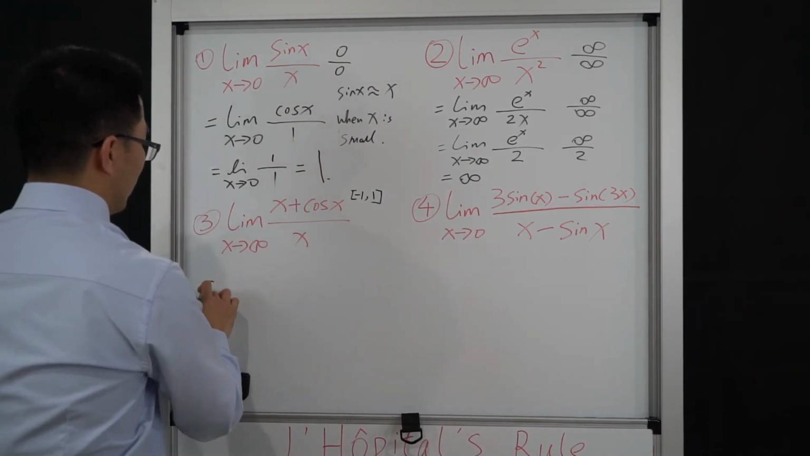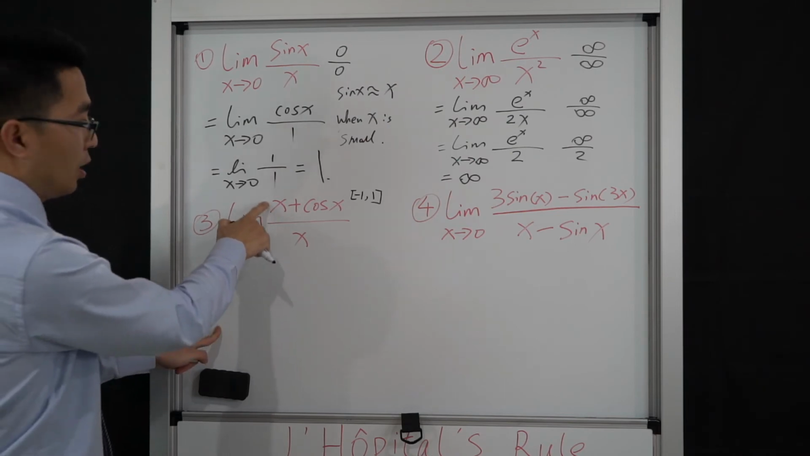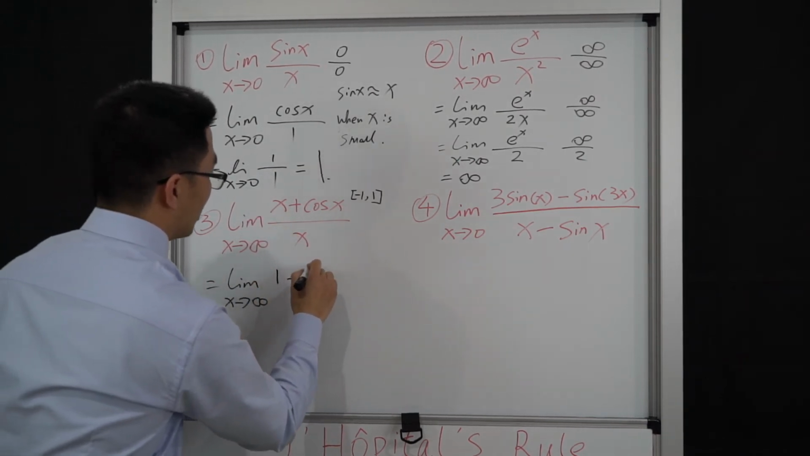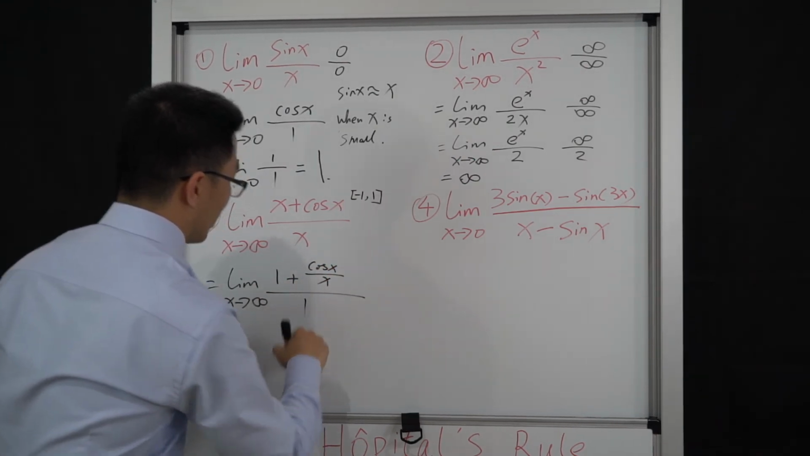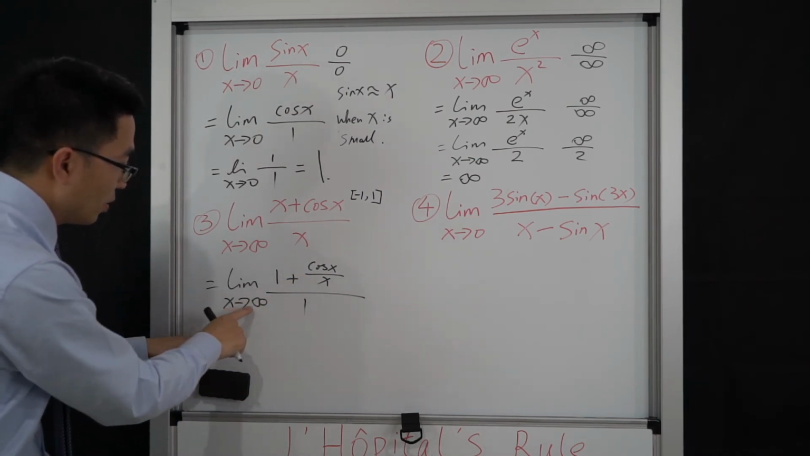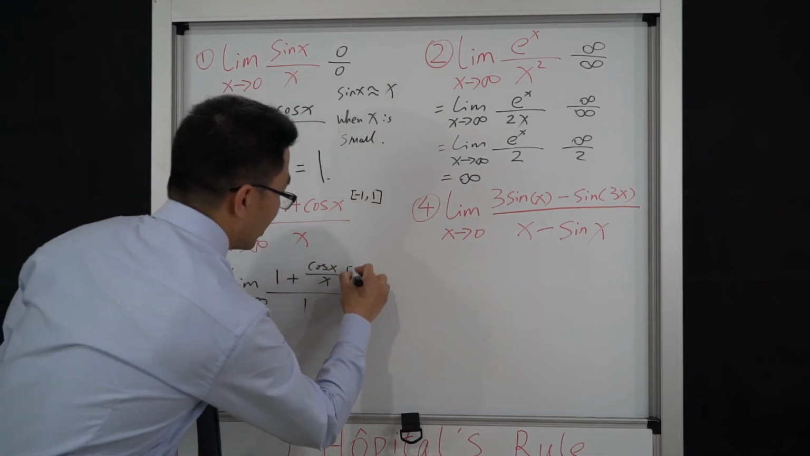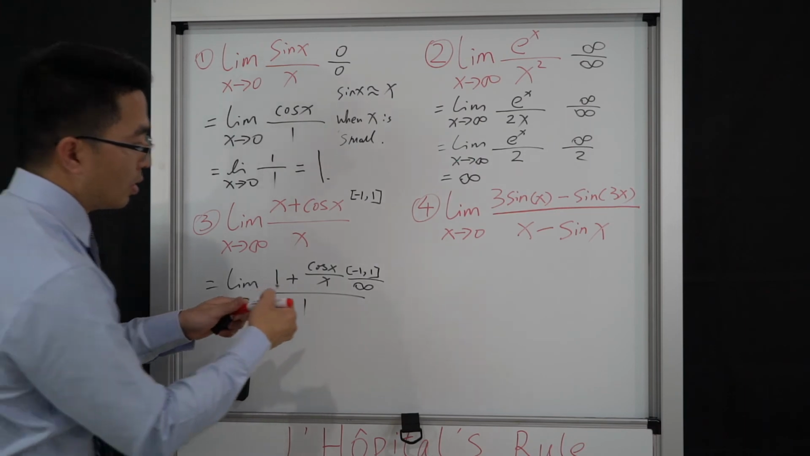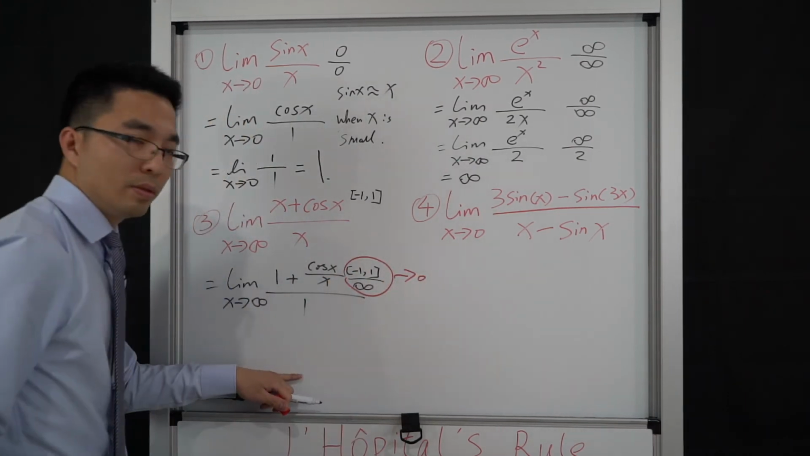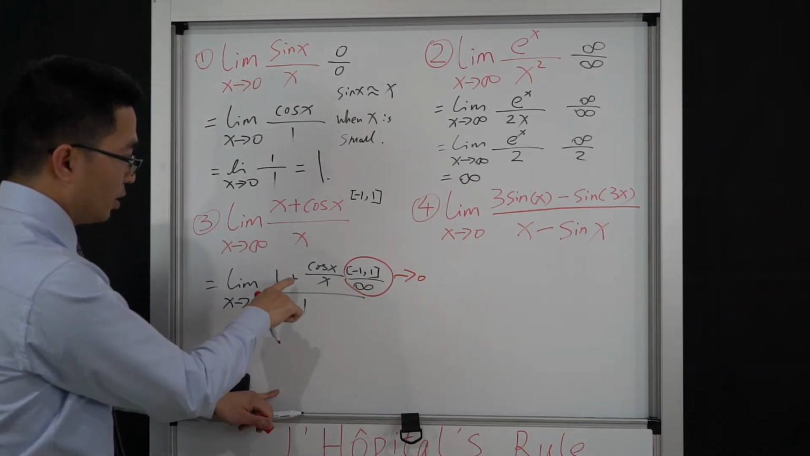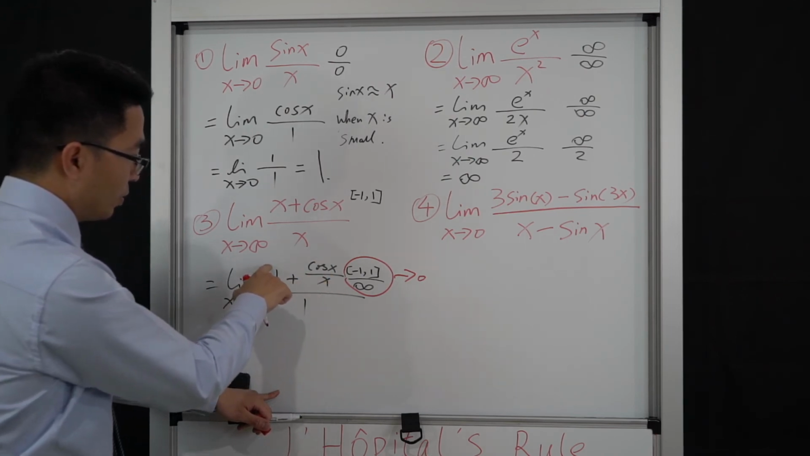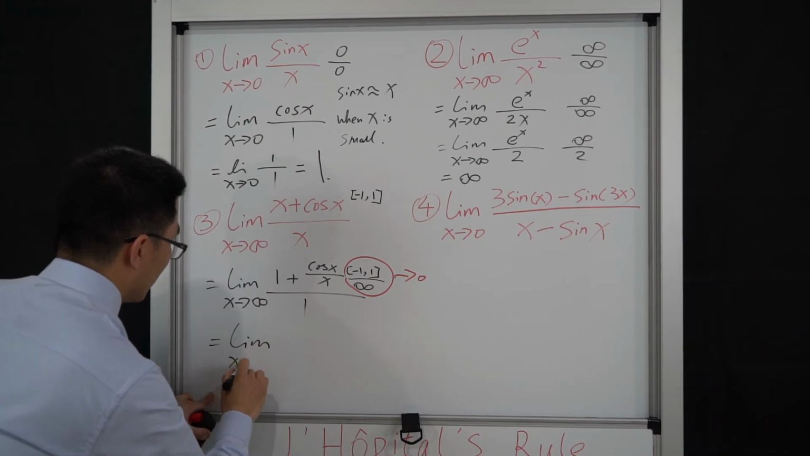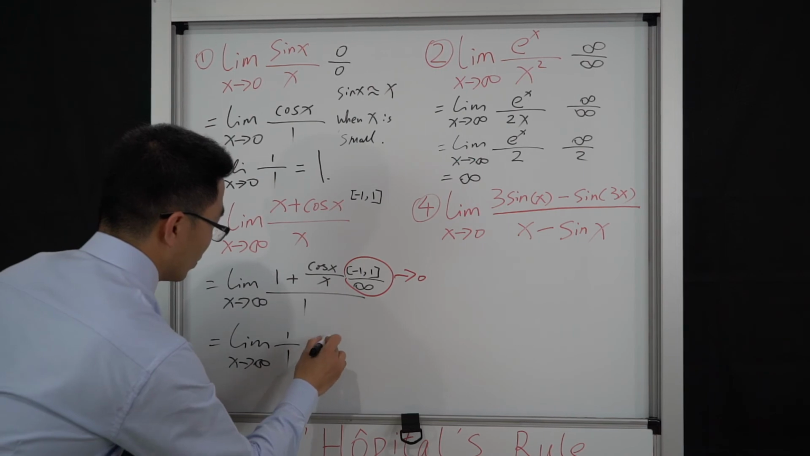For example, we can divide by x on both sides. We have the limit as x goes to infinity of 1 plus cos x divided by x, all divided by 1. When x goes to infinity, cos x is limited to between -1 and 1, and it is divided by an infinite number, which means this part approaches 0. So we have 1 divided by 1 for the next step. The limit as x goes to infinity is 1 over 1, equal to 1.